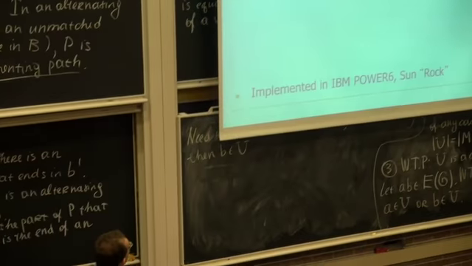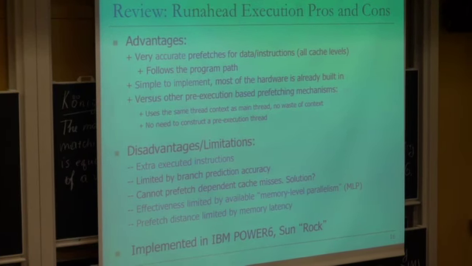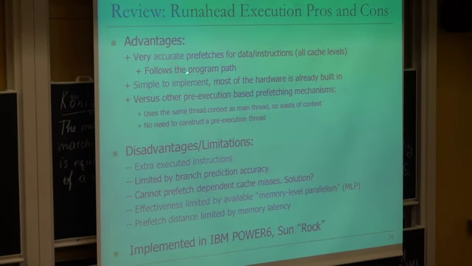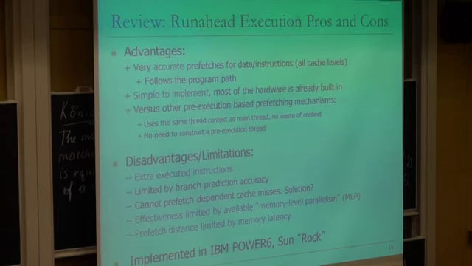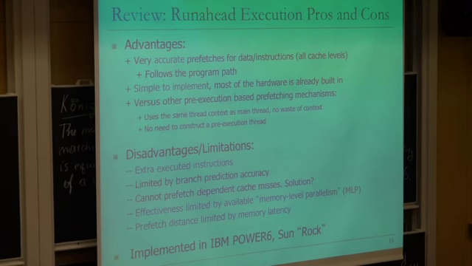Okay, so we talked about the advantages and disadvantages. Maybe I'll briefly remind you of these. You get very accurate prefetches because you're actually following the program path when you're prefetching. It's simple to implement. Most of the hardware is there. You just need to add several things, and I'll let you think about what those things are. We discussed all of them. And compared to other pre-execution-based prefetching approaches, it uses the same thread context. There's no waste of context, right?